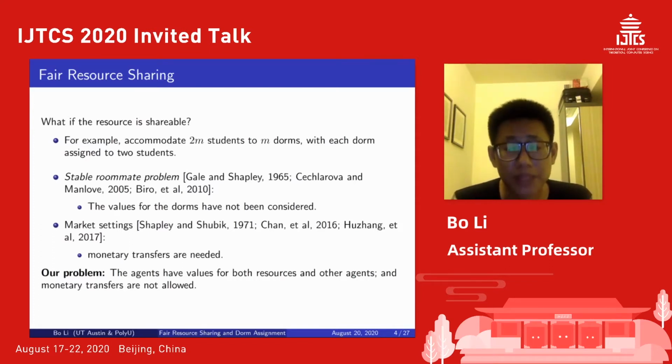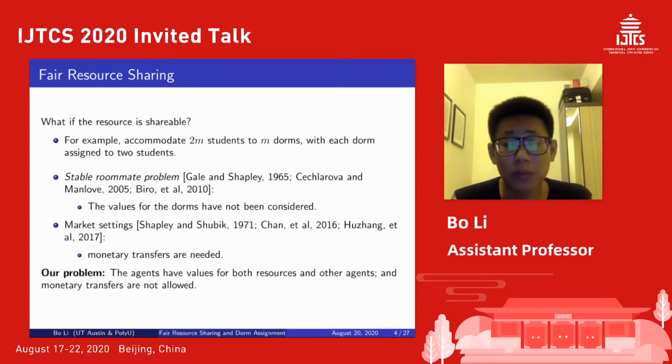This problem has been studied in the market setting. And in the market setting, to guarantee fairness, monetary transfers are needed. So the agents need to make some payments to the mechanism designer in order to guarantee the fairness. We know that in reality, there are many settings where monetary transfers are not allowed, especially when the problem is related to school affairs.